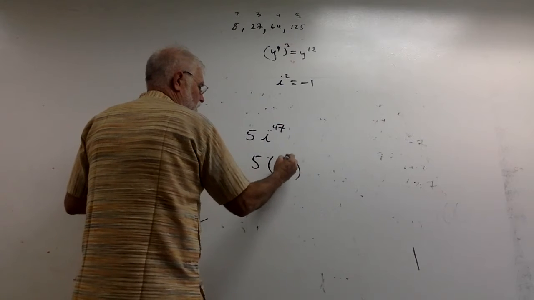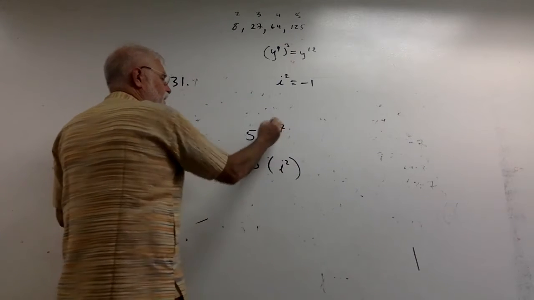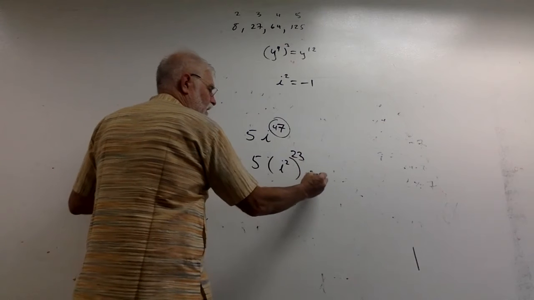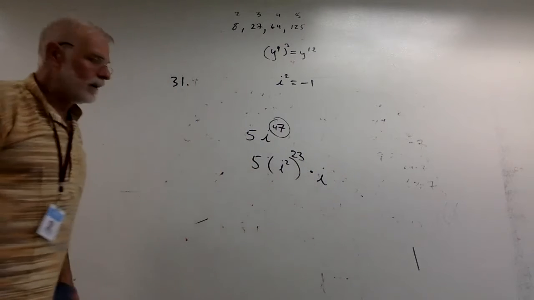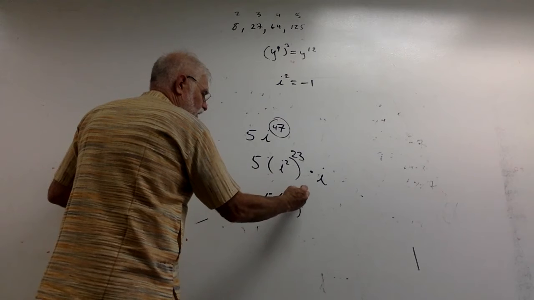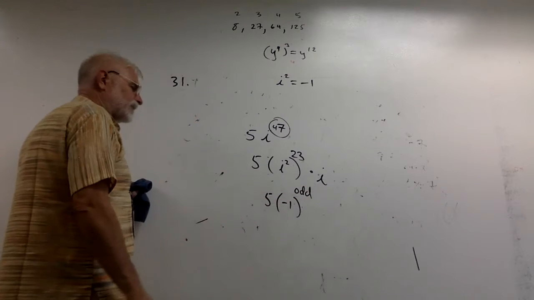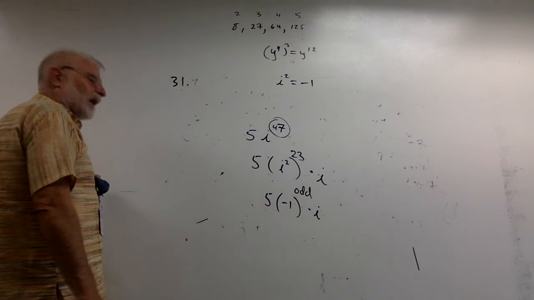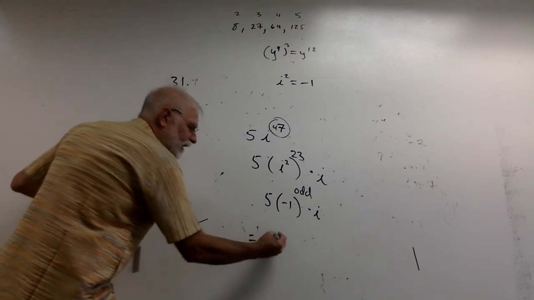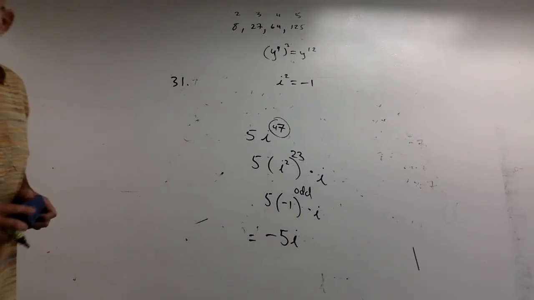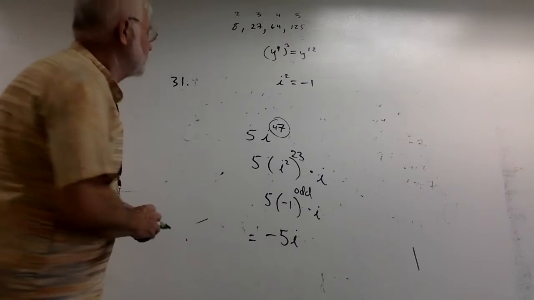And I'm going to use my rules of exponents to get back to 47. 23 gets me really close. I got to get one more in there. But I know that it's an odd number of times that I'm doing that, times i. Whenever you multiply a negative an odd number of times, you get a negative. There you go. SAT question, achievement test question.